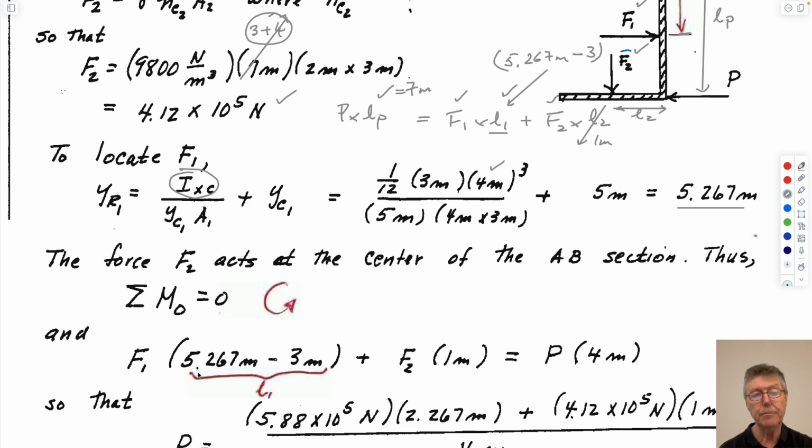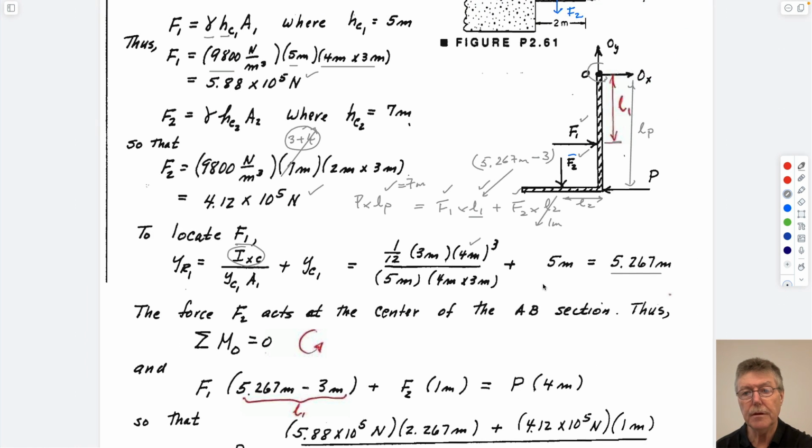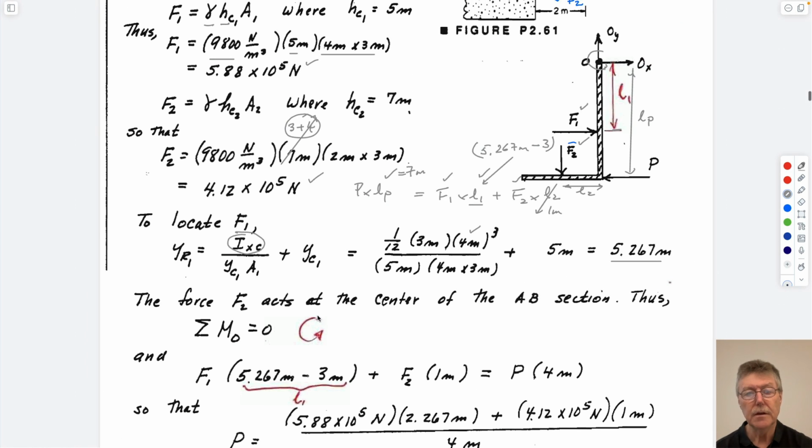So the force multiplied by its lever arm, 2.267 here, plus this force times its lever arm, which is 1 meter, has to equal the total lever arm, which is 4 meters down here, times P. So the only unknown we have is this.